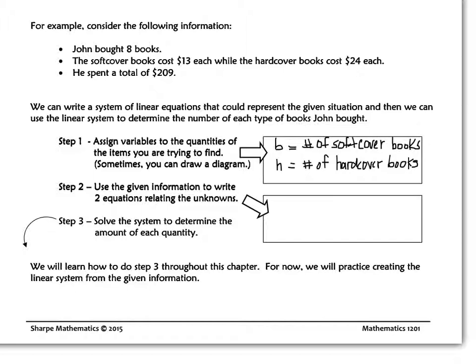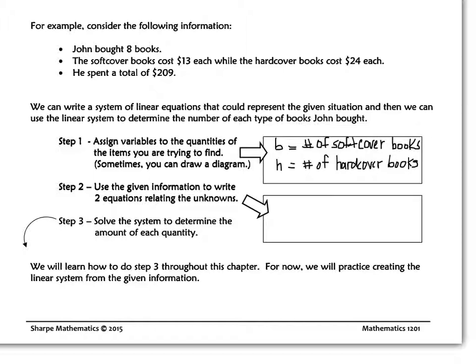All right, so the next step asks you to use the given information to write 2 equations relating the unknowns. So if we were to go back and take that information and see if we could come up with 2 equations that would kind of relate the variables that we're talking about here, we do know that John bought 8 books.